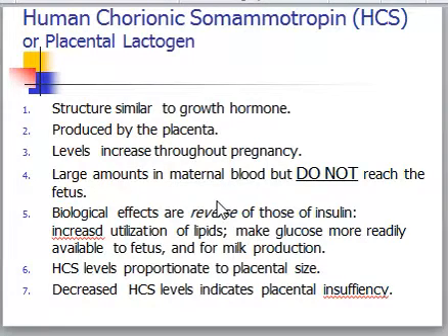And so what will happen? It causes maternal lipolysis and releases free fatty acids from the fat tissue. A large amount of it goes into the maternal blood, but does not reach the fetus. Its biological effects oppose those of insulin, increasing the utilization of lipids and making glucose more readily available to the fetus and for milk production. The HCS level is proportional to placental size, and a decreased level indicates placental insufficiency.